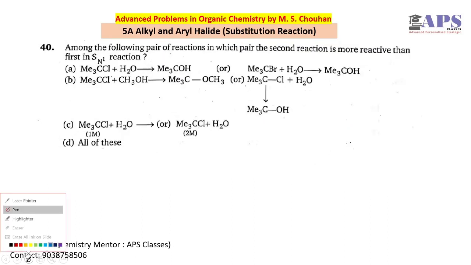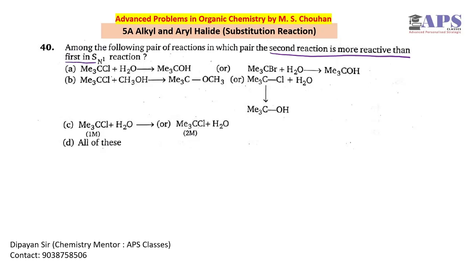Question number 40 is the last question for this segment. We have to check the second reaction is more reactive than the first in SN1 reaction. So in SN1 reaction, we have only one thing, that is carbocation stability. Okay. So in option A, we have tertiary butyl carbocation. Again we have tertiary butyl carbocation, but here we have chlorine leaving group, here we have bromine leaving group. So bromine is the better leaving group, so this second reaction rate will be higher compared to the first one. Okay, so the second reaction is more reactive in this case.